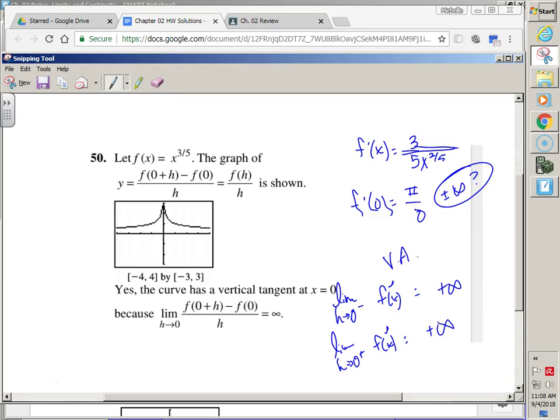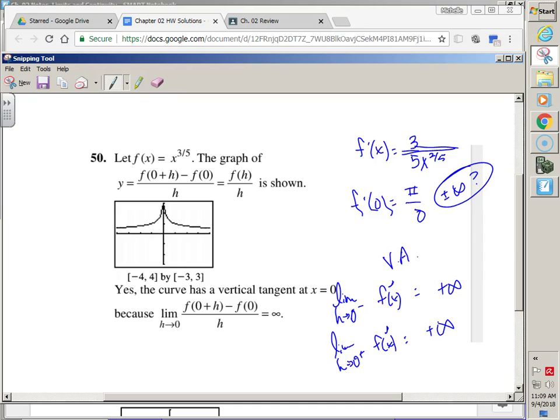Pause. Vertical tangent, just to make sure from the very beginning, vertical tangent is describing the graph of an original function. Vertical asymptote would be what's going on to the derivative function. So you still have a vertical asymptote of an original? Who has a vertical asymptote? Not of the original function, because it's 2/3. If it was negative, if you had a denominator, but you don't have a denominator.